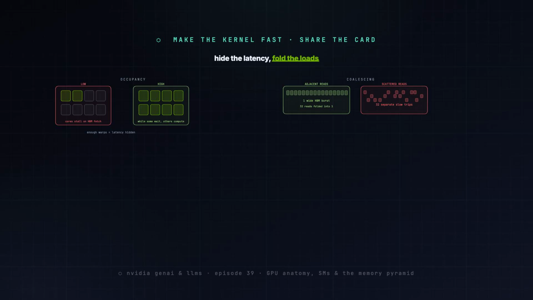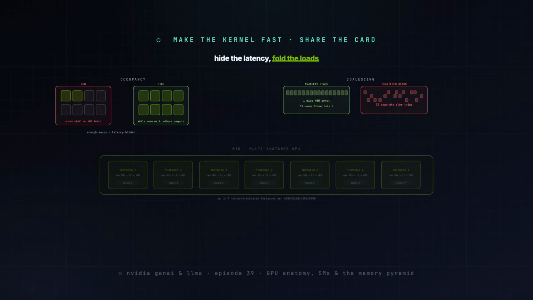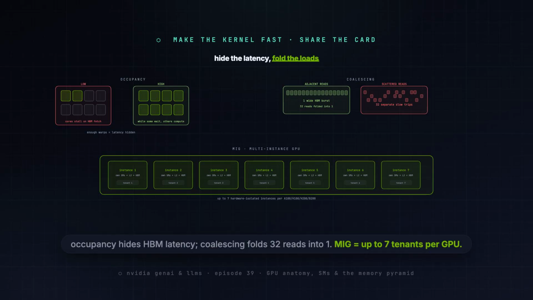And one card does not have to serve one job. MIG, multi-instance GPU, slices a single A100 or H100 into up to 7 hardware-isolated instances, each with its own cores and its own slice of memory. So small models and separate tenants share the silicon without stepping on each other.